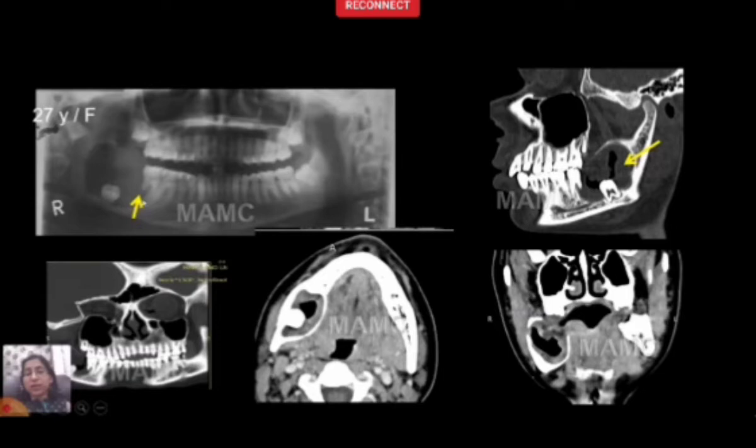Also, the margins are scalloped because of the unequal growth rate, and of course, we see signs of aggression. So this is how an OKC typically looks. The HU values may be slightly higher because, as the name suggests, it has keratinaceous contents within.